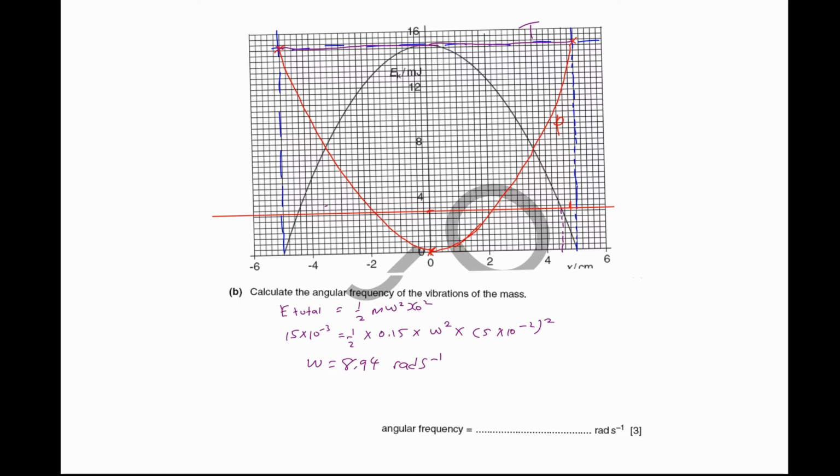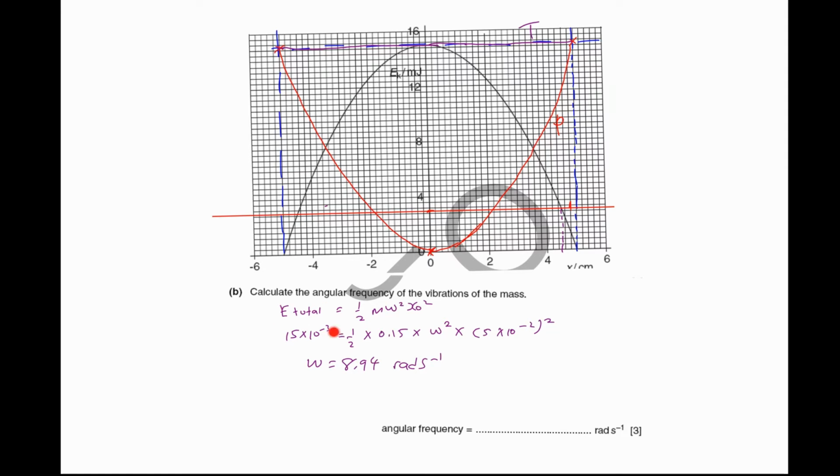You can count the number of boxes. So how do I count the number of boxes? From the highest point down to the peak, can you see it's 2.5 boxes? So one box is 4 millijoules from here to here, 10 boxes is 4 millijoules. One box is 0.4 millijoules. So 2.5 boxes is 1 millijoule. Correct now, 0.4 plus 0.4 plus 0.2, so 1 millijoule difference. So 16 minus 1 millijoule is 15 millijoules.